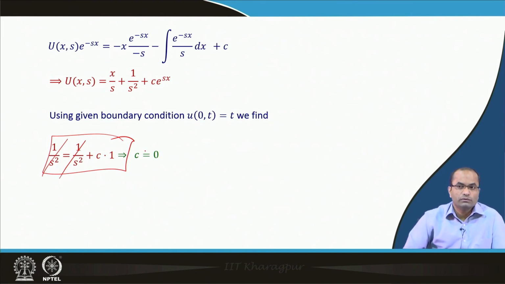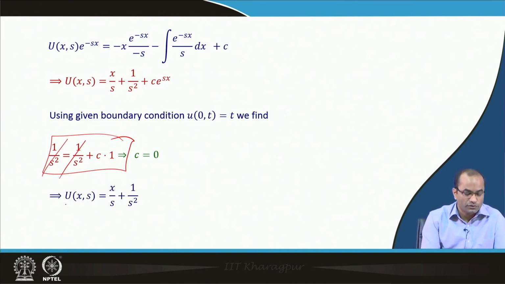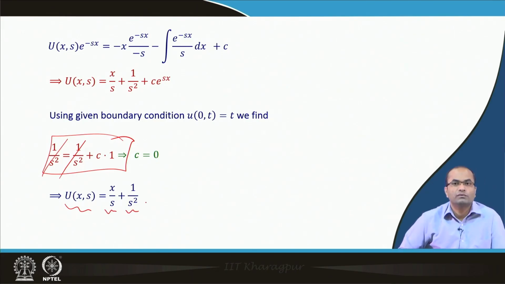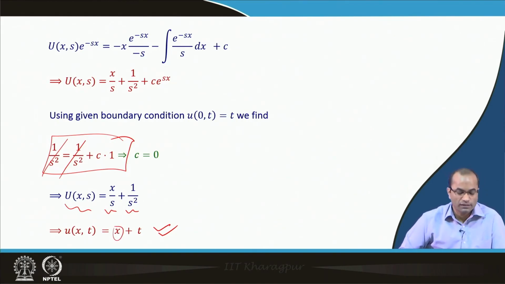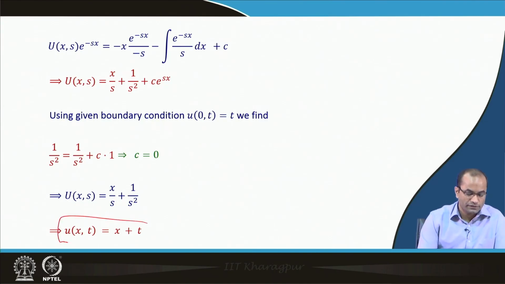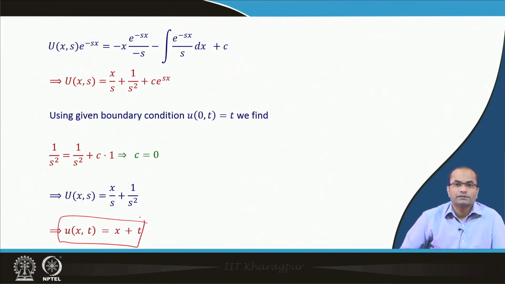Having c equal to 0, we got U(x, s) as x over s plus 1 over s squared, and then we take the inverse Laplace transform. x stays as it is, and the Laplace inverse of 1 over s is 1, and the Laplace inverse of 1 over s squared is t. So the solution of the given partial differential equation is simply x plus t.